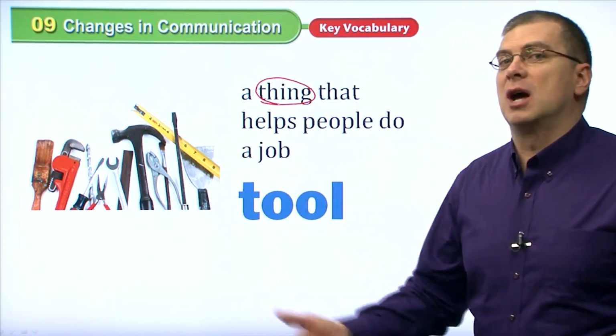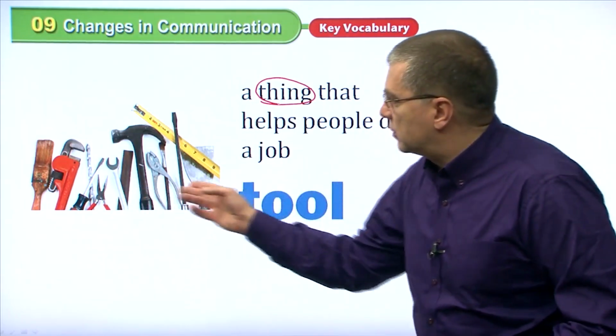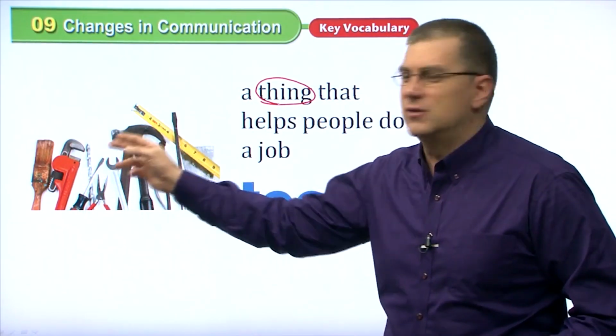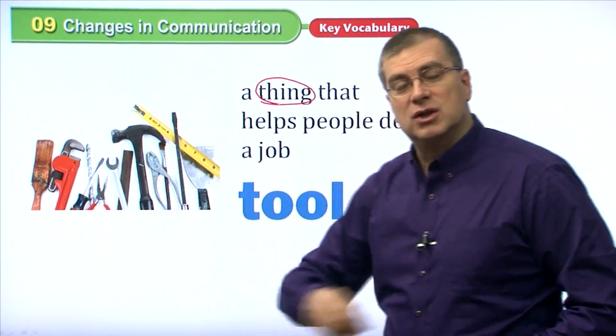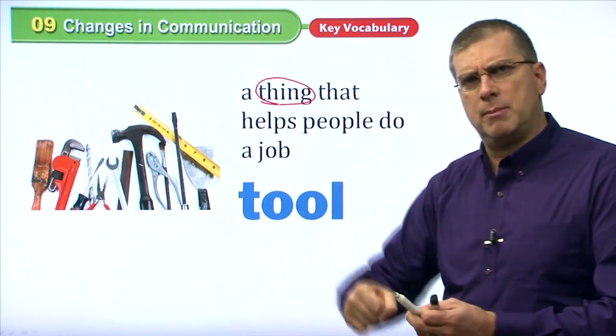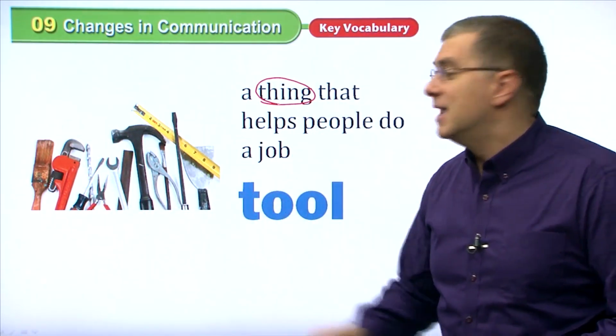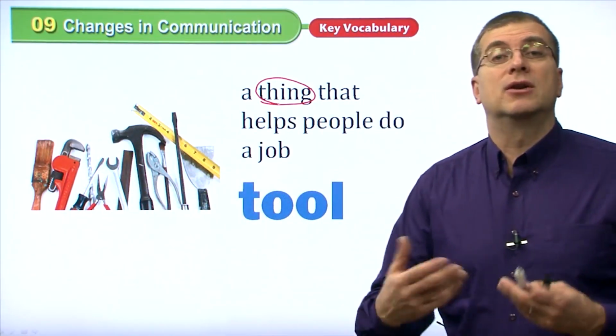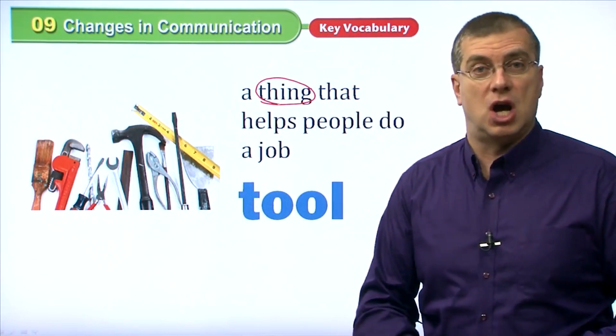But there are many jobs, aren't there? And many different tools. These are typically what we think of when we think of tools, right? A paintbrush for a painter who wants to paint something. A wrench for a plumber who wants to fix something. These are all tools that people use to do their job. It helps them do their job.